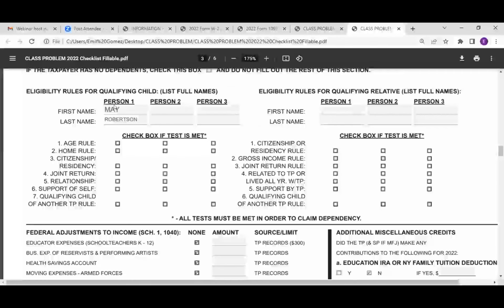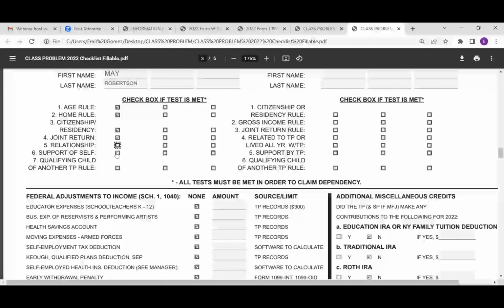And it's hard to tell, and I thought I did this, but I'm going to do it right now for you. Okay. You see what I'm doing, guys? And this is what you should be doing when you interview a taxpayer in this part of the checklist. You go through the various rules that we talked about last week about qualifying children, qualifying relative. Does May meet the age rule, the home rule, the citizenship and residency rule, joint return, relationship, support of self, qualifying child of another taxpayer? Remember all the rules we talked about last week? If May is meeting these tests, and you know this because we talked about it last week, you tick off these boxes. Tick the box if the test is met, as you see.